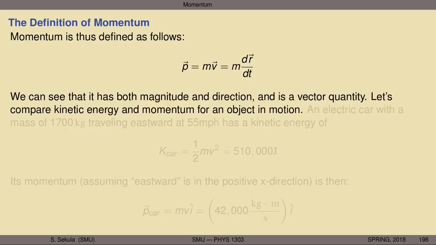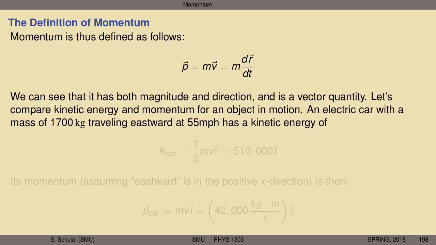So just as an exercise, let's do a little comparison for the same physical object in the same state of motion. Let's compare its kinetic energy and its momentum. So I like to think about an electric car. I own one, so I'm a little biased in that regard. So let's say we have an electric car with a mass of 1,700 kilograms, and it's traveling eastward at 55 miles an hour, kind of that little example I gave you before, but let's put a mass into this now. Okay, well, we can convert 55 miles per hour to meters per second. It's about 24.6 meters per second or thereabouts.